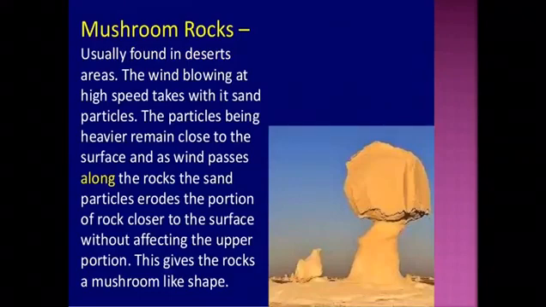Now next, we come to the desert area. Here, we usually find rocks which are in the shape of mushrooms. Therefore, they are known as mushroom rocks. These are formed because the wind blowing at high speed takes with it sand particles. These particles are a bit heavier and remain closer to the surface, and as the wind passes along the rocks, these particles erode the lower portion of a rock. This gives the rocks a shape like a mushroom.